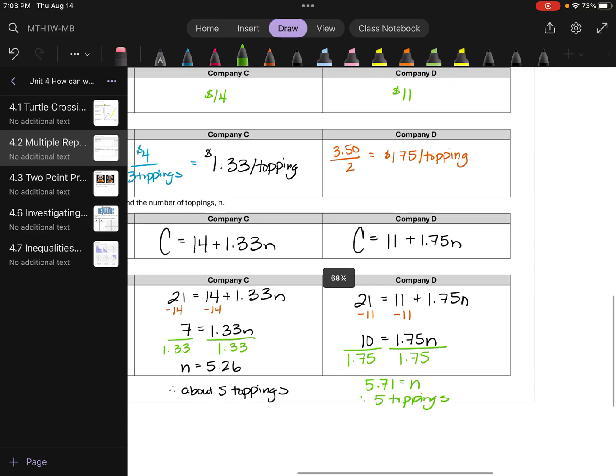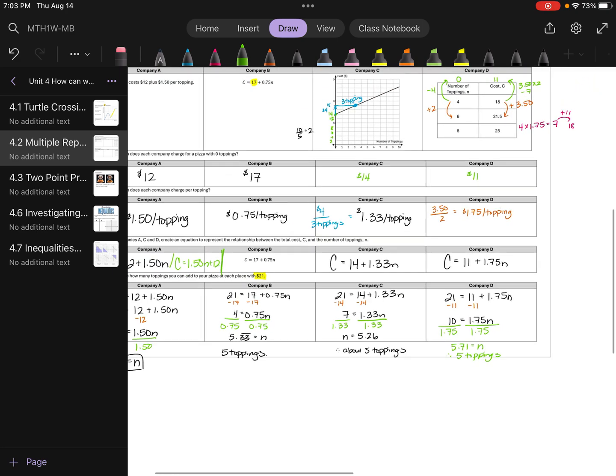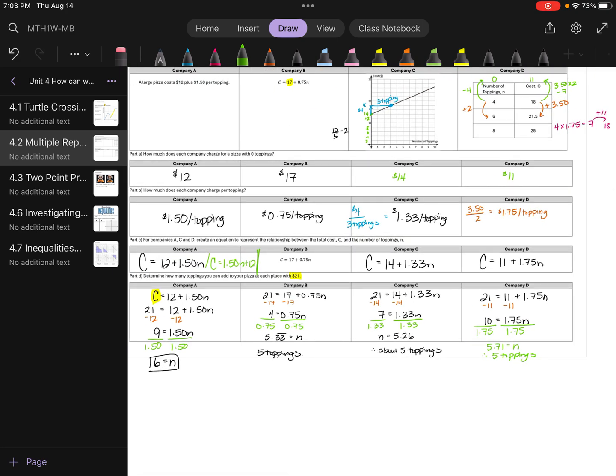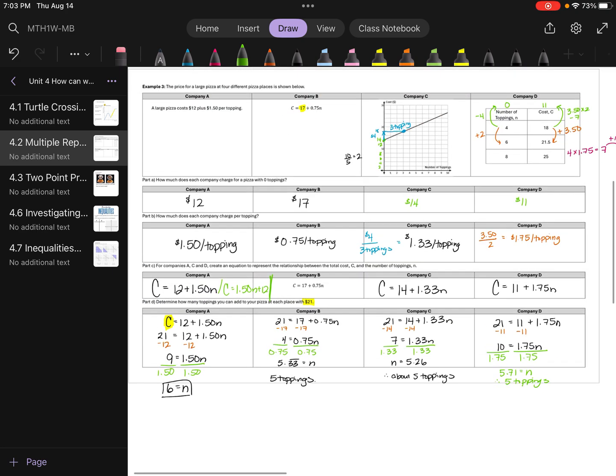So there you go. Now you can find the initial value and the rate of change equation from all four forms.